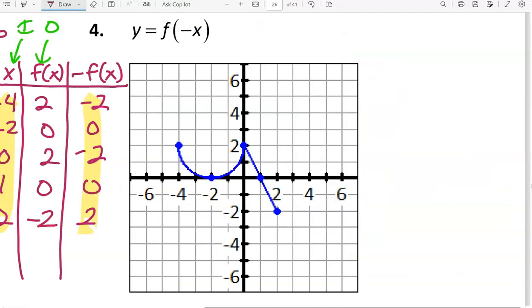For number 4, we have a times -1, but on the inside of the function. That means it's affecting the input or horizontal variable. So this is a horizontal flip or a horizontal reflection.